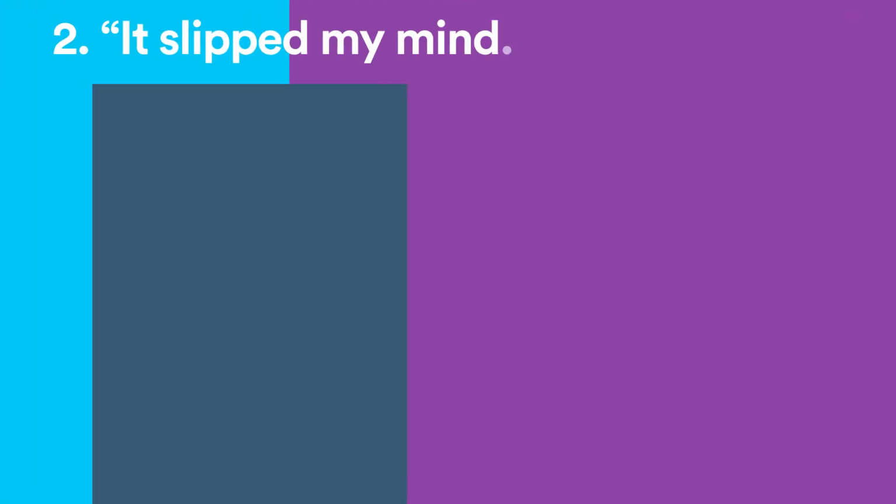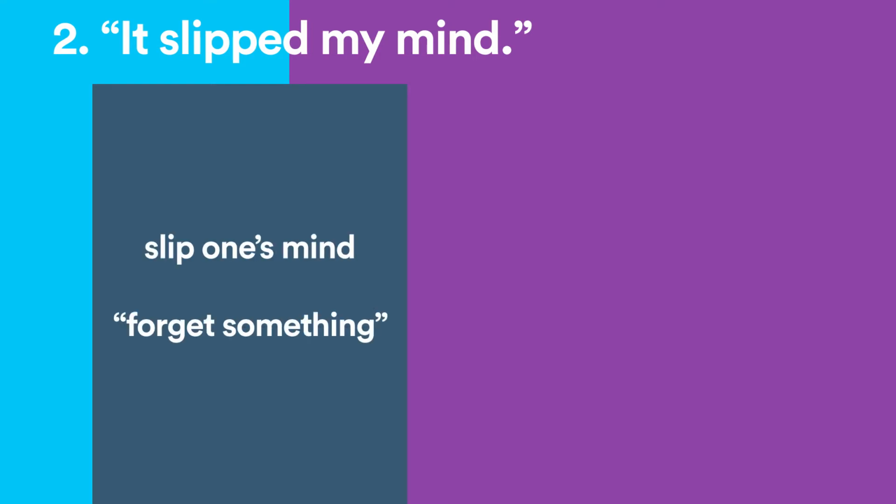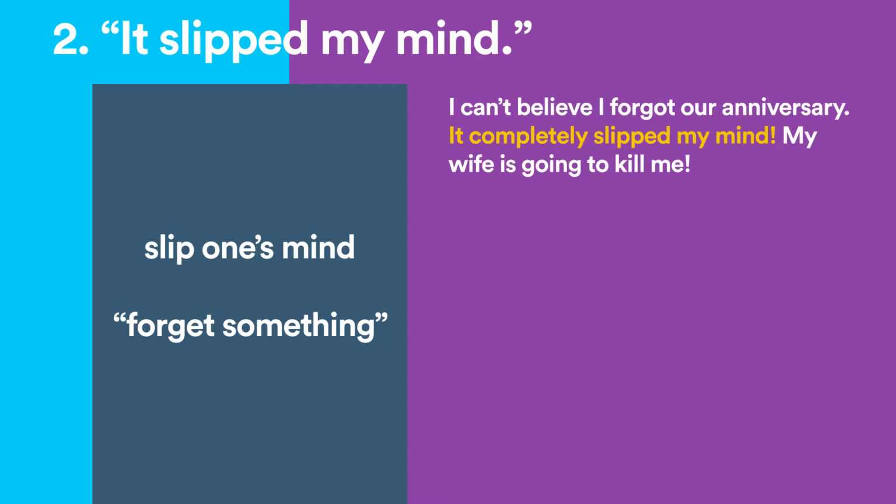It slipped my mind. To slip one's mind means to forget something. Here are some examples. I can't believe I forgot our anniversary. It completely slipped my mind. My wife is going to kill me.